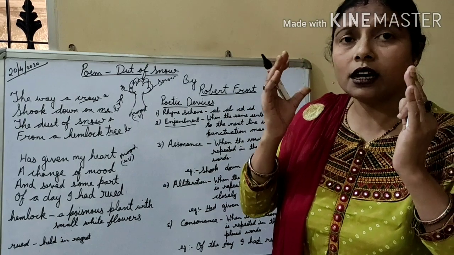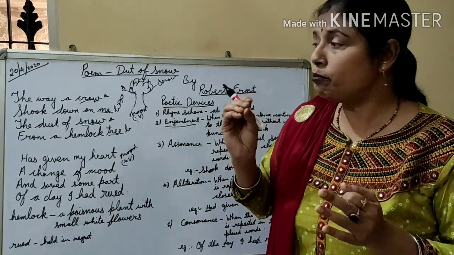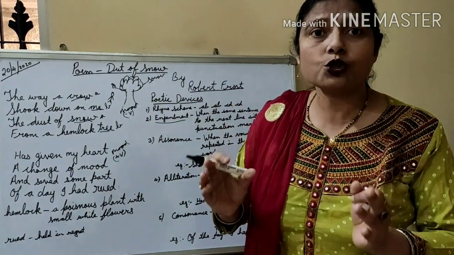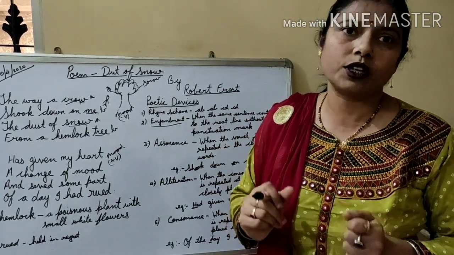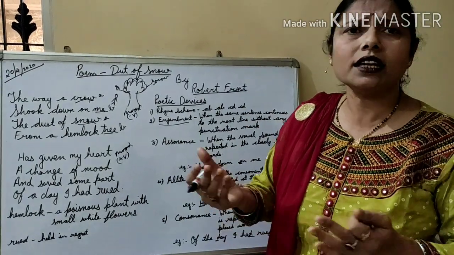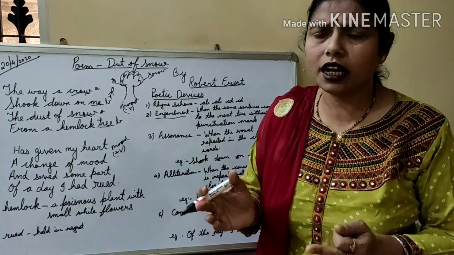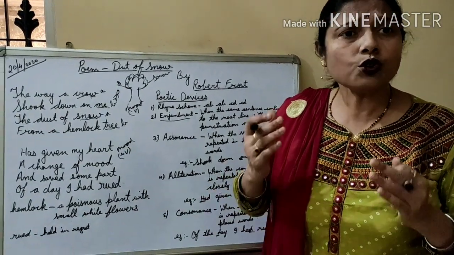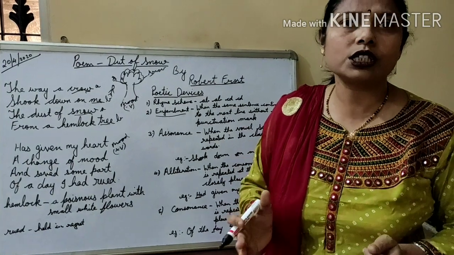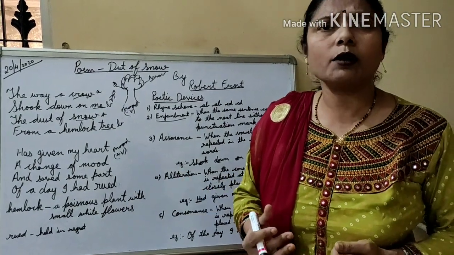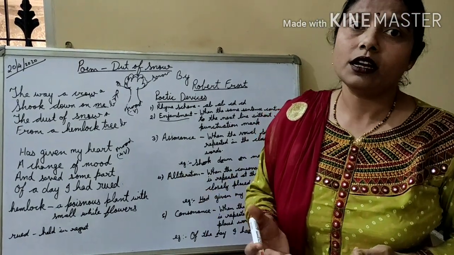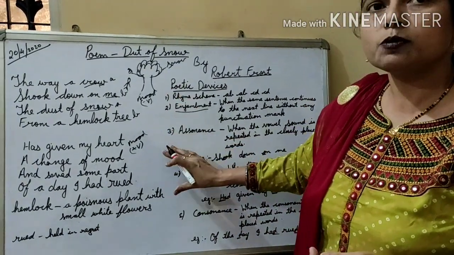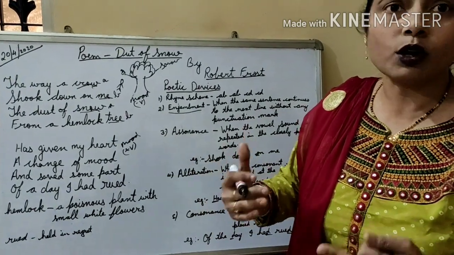So poet means to say the main message Robert Frost wants to give through this poem is what? That we should always have a positive thinking. We should never think anything negative, that no, this is the bad thing. If I am going to do this thing, it will be bad to me. Never. We should always do our thing with a positive thinking. And whenever we do our thing with a positive thinking, always it will be a better thing. So we should keep in mind this thing. So main message of this poem is that only that we should have the positive thinking.